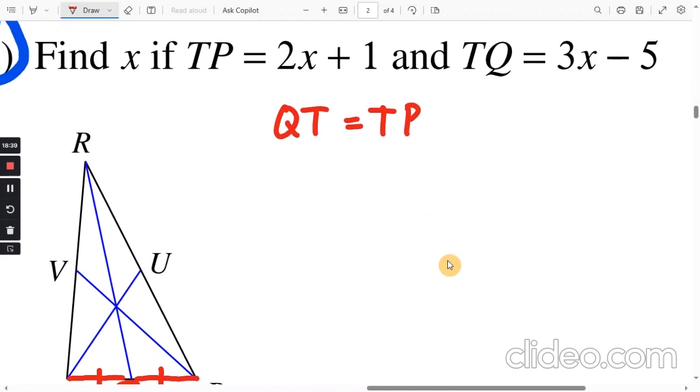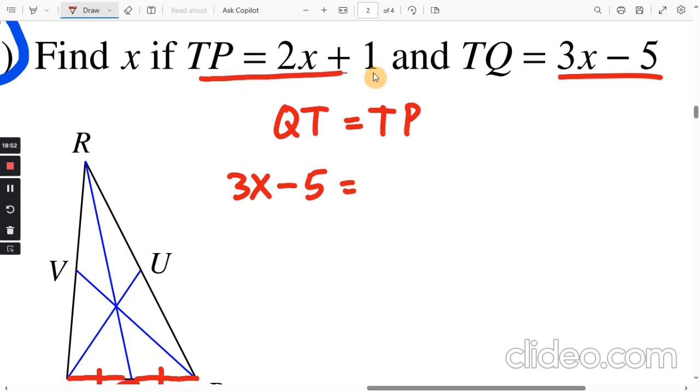All right, and we were given those. QT or TQ is right here. That's 3x minus 5. And TP is right here. That's 2x plus 1. All right, and they want us to find x.